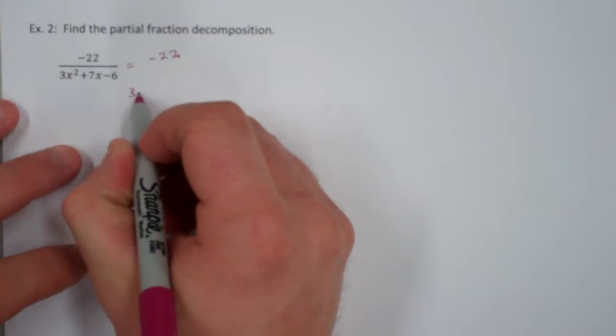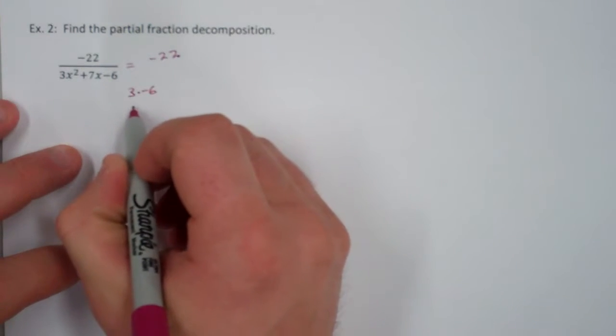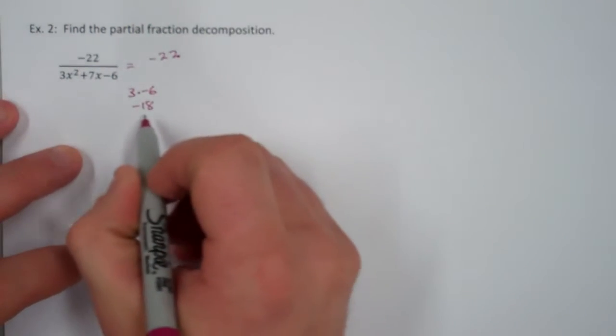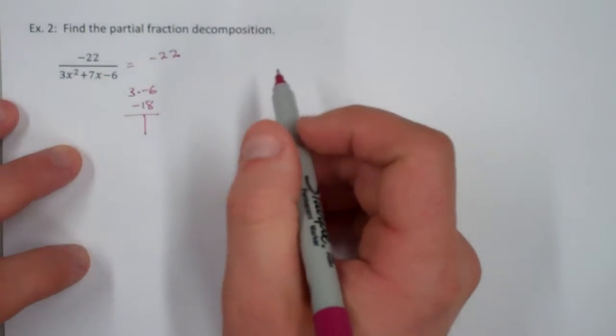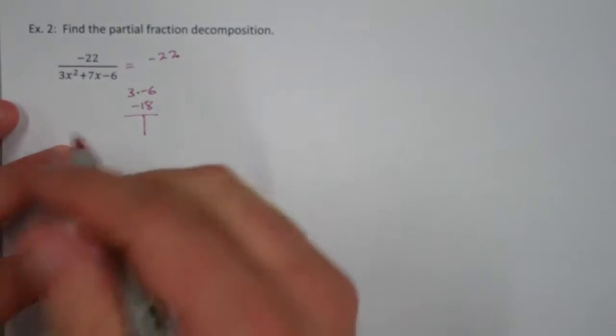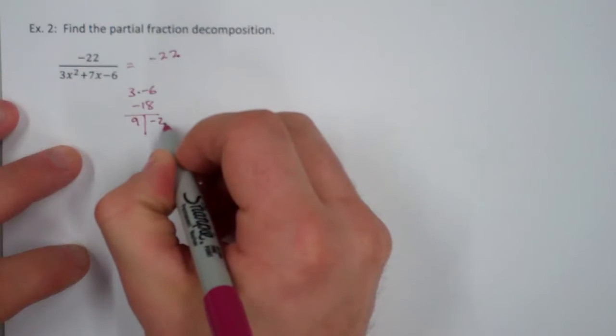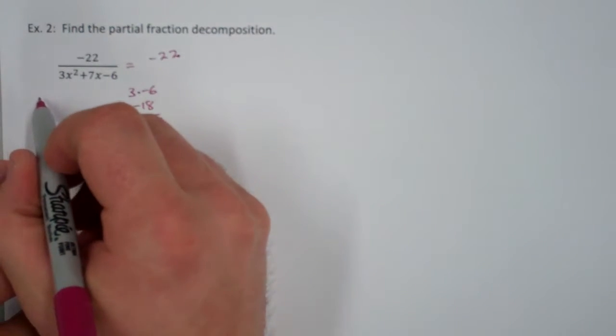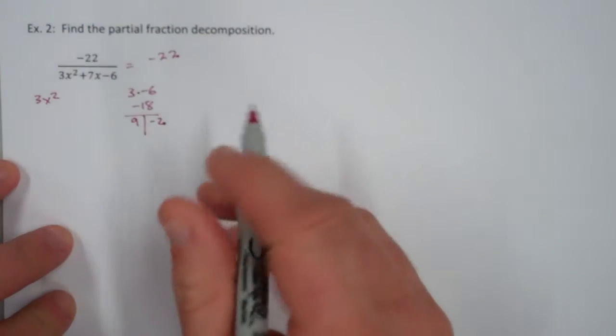We want to find two numbers that when we multiply them, we get negative 18. So multiply your A and C. And they've got to add to be 7. Oh boy. How about 9 and negative 2? Alright, so what that allows us to do is split up the middle term.